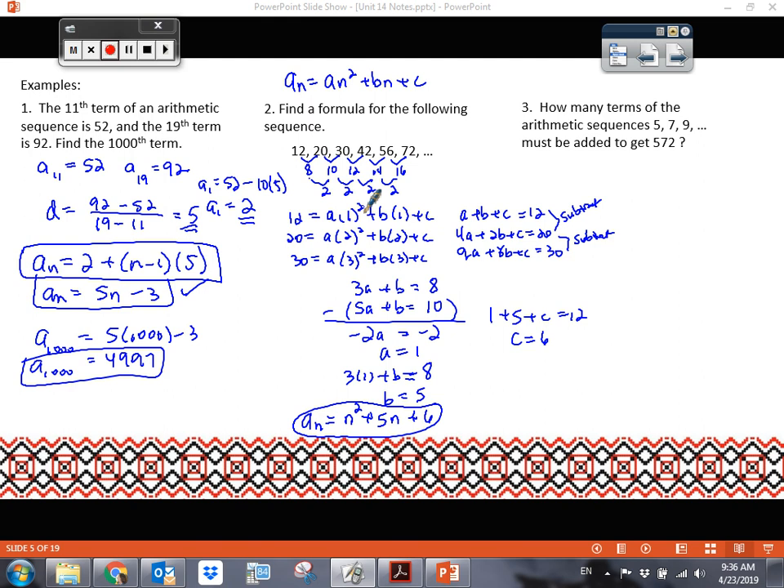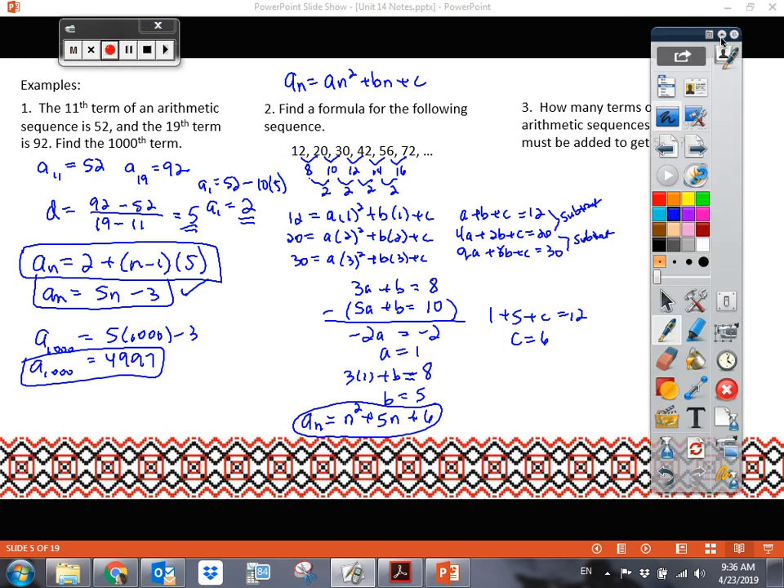All right, questions on number 2? Okay, I need to actually erase some of this to have more room for number 3. Does anyone need this? We good? Okay, let me erase some of that. So, our last problem.